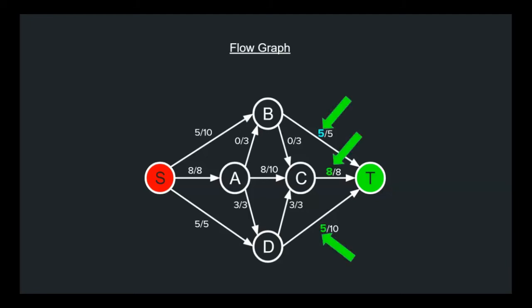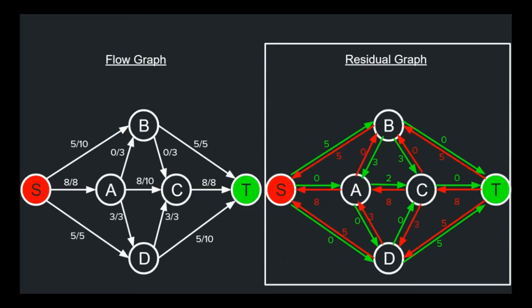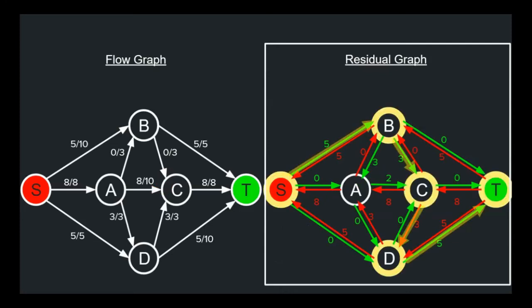Well, look at all the flows going into T, the target. 5 plus 8 plus 5 is 18. So the flow value of this graph is 18. Now the question is, is this the maximum flow for this graph? First, construct the residual graph. Is there a flow from S to T? Yes, S, B, C, D, T.